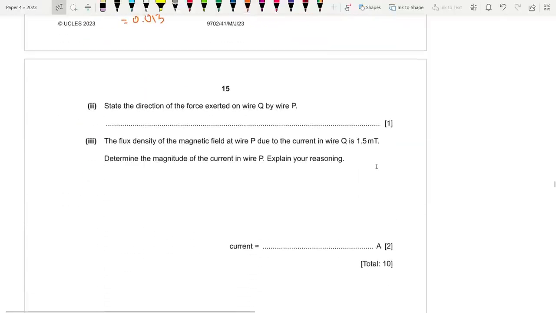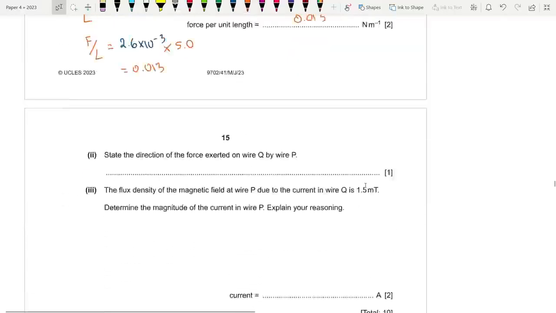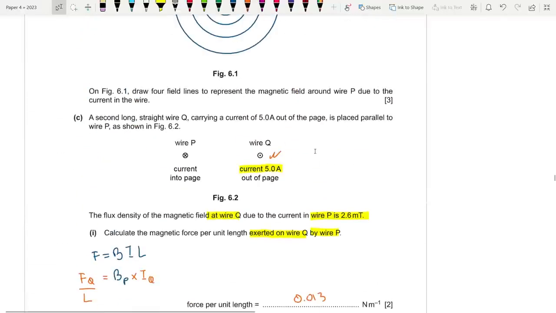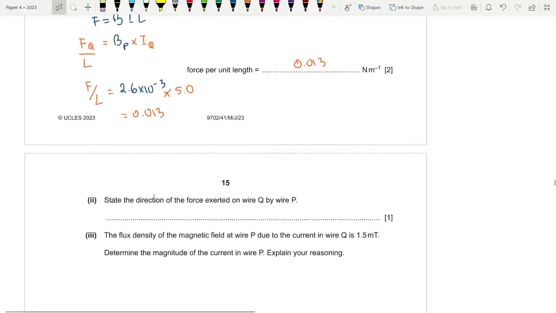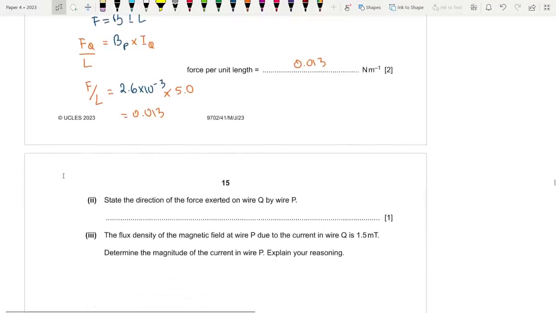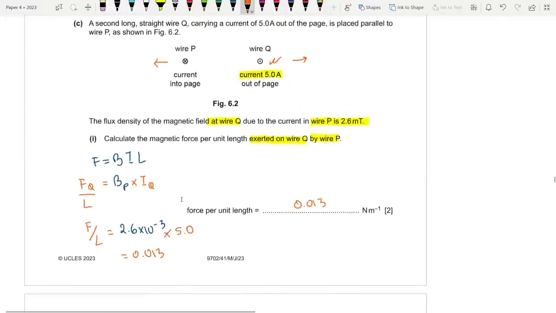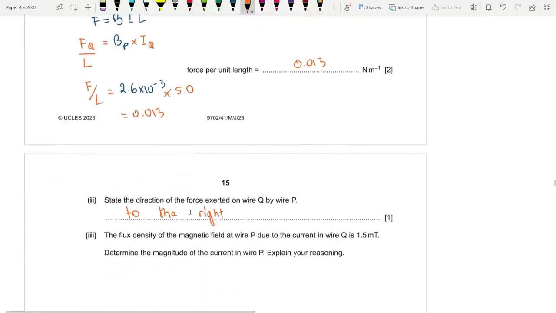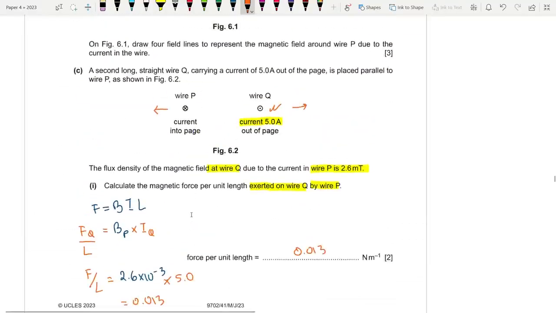Newton per meter. Next one, state the direction of the force exerted on wire Q by P. Basically, opposite direction means that they're going to repel. So wire Q will feel a force towards the right due to wire P, and wire P will feel a force to the left due to the field of wire Q. State the direction of the force exerted on Q by P. On Q, Q will feel a force towards the right. So you don't even have to use Fleming's left-hand rule here. If you know that they're carrying current in opposite directions, they'll just repel. That's the trick.